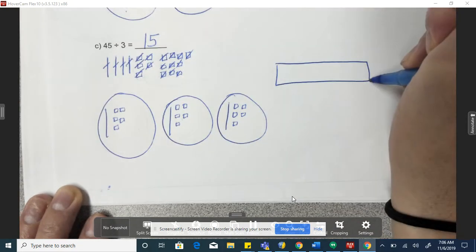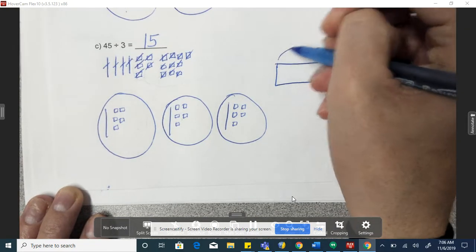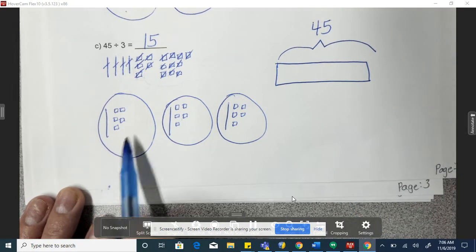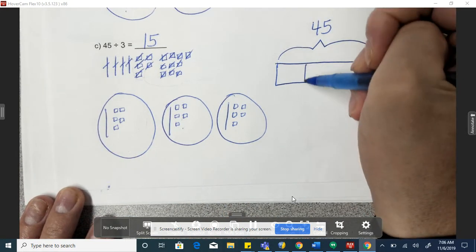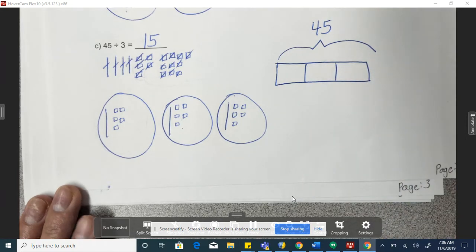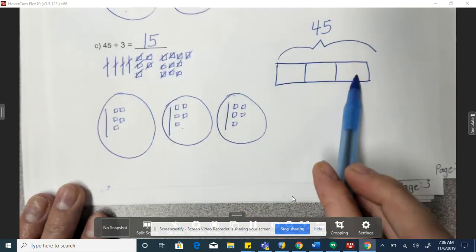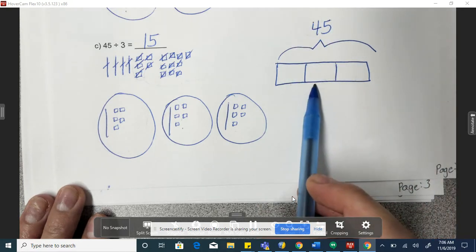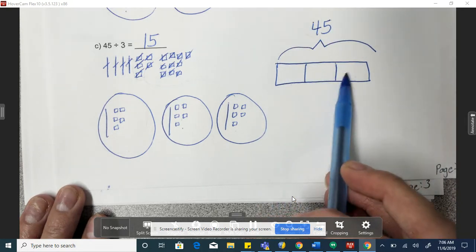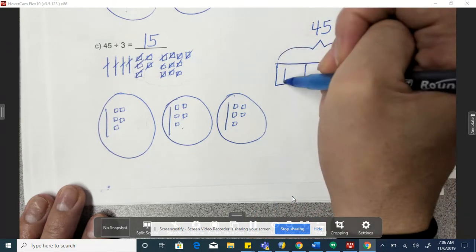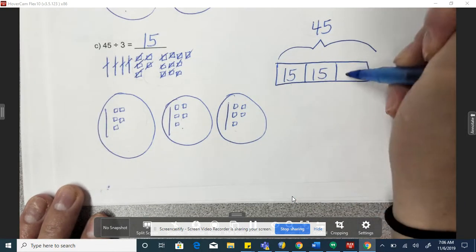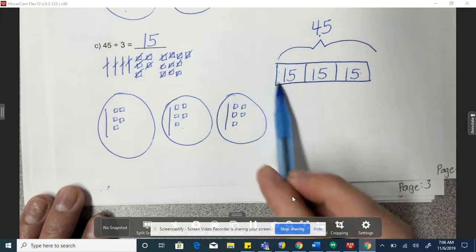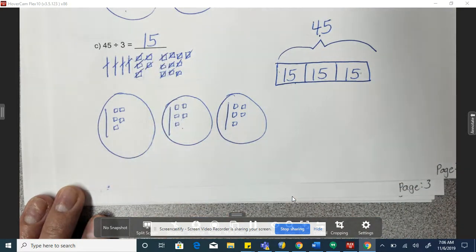I'm going to draw my rectangle and my bar. The total is going to be 45, which is our dividend. This time we're splitting it into 3 groups. So I'm going to try to make those groups equal. Doesn't have to be perfect. I'm thinking, what can I add 3 times the same number that's going to get us to 45? Well, I know that 15 plus 15 plus 15 equals 45. So I'm going to put 15 in each group. 45 split into 3 groups means 15 is in each group. My answer is correct.